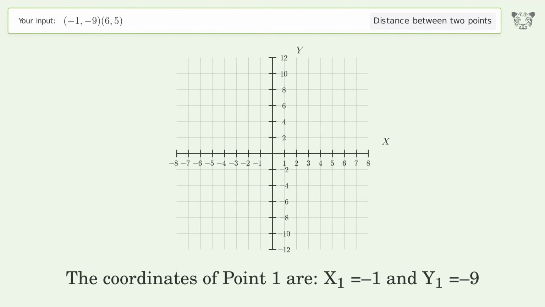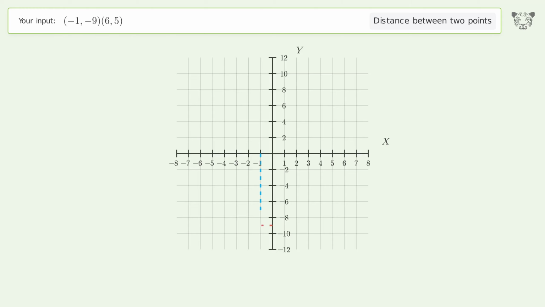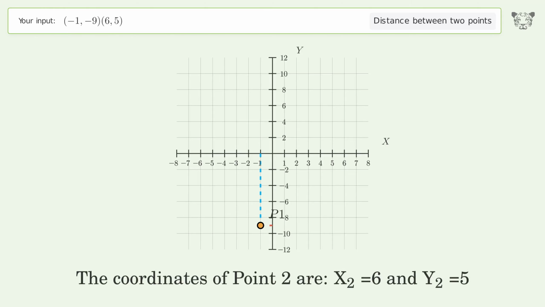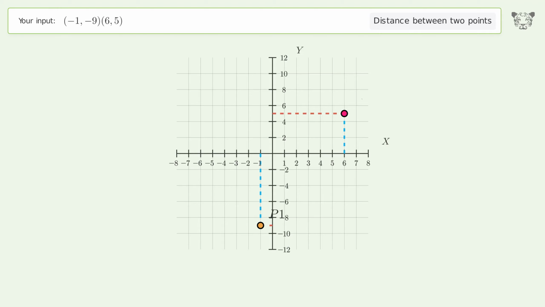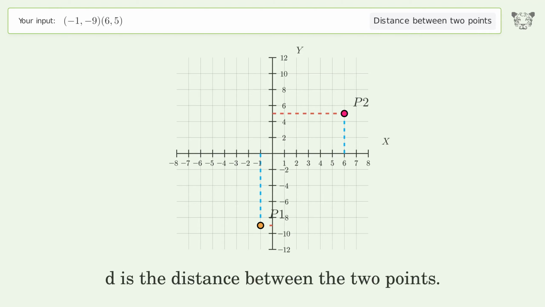The coordinates of point 1 are, x1 equals -1 and y1 equals -9. The coordinates of point 2 are, x2 equals 6 and y2 equals 5. D is the distance between the 2 points.